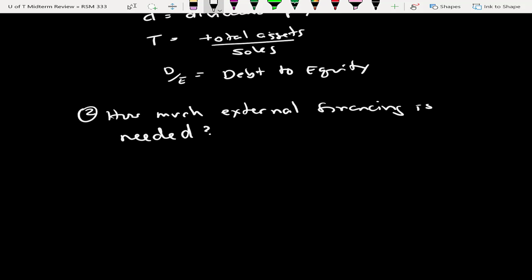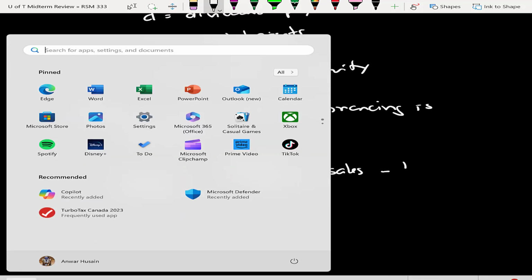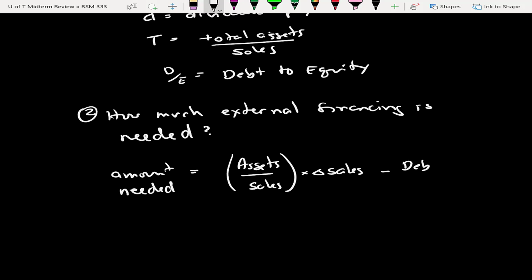So if you're below that number, then technically you don't need anything. But if you are above that, this will tell you the dollar amount that you will need to raise. So the amount needed is calculated by this: assets over sales times the change in sales. So this is your forecasted growth, minus debt over sales times the change in sales.